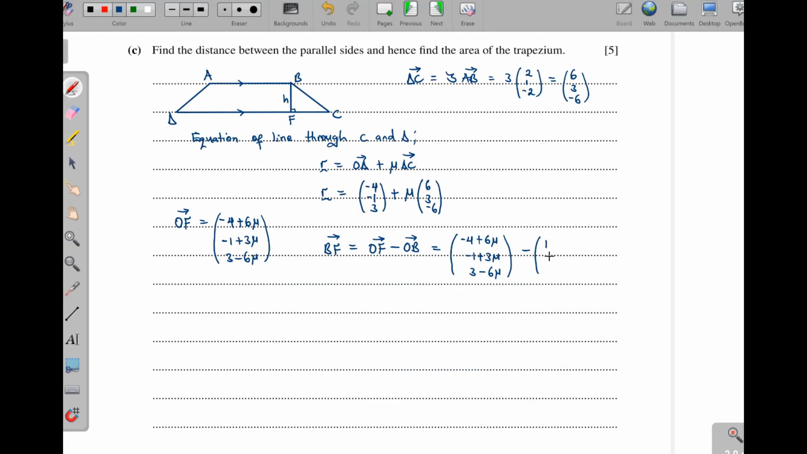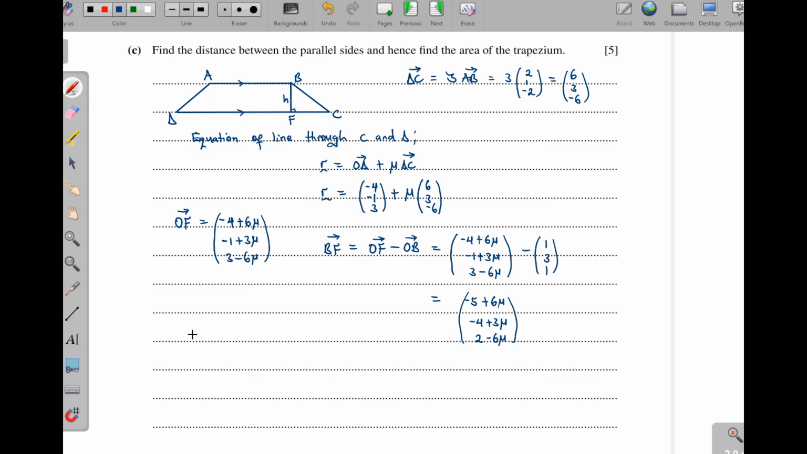So 131. So this one is now going to be negative 4, then minus this one, that will be a negative 5, then plus 6 mu. Then negative 1 minus 3, isn't that a negative 4? Then plus 3 mu. And then 3 minus 1, that would be a 2, not so? Then minus 6 mu. Like that.